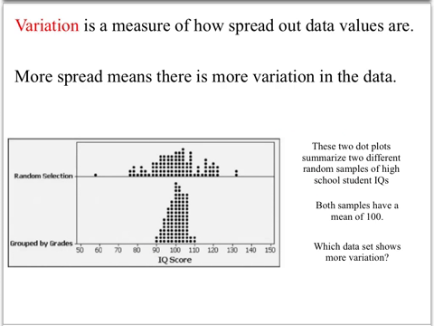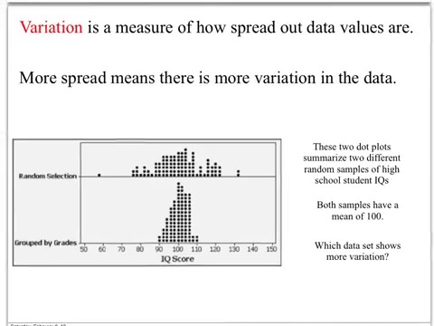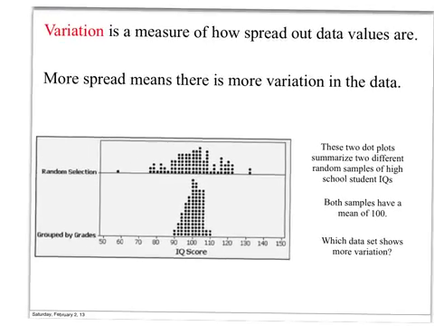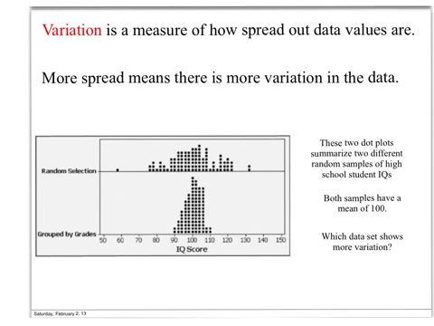Okay, in thinking of variation, we think of that as how spread out the data values are. So variation is a measure of spread. The more spread there is, the more variation there is in the data.